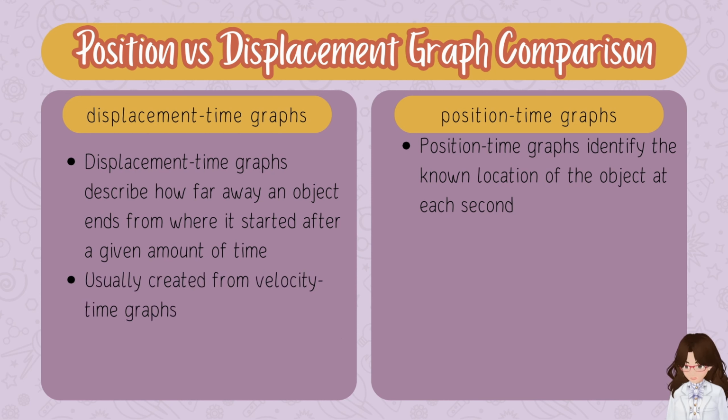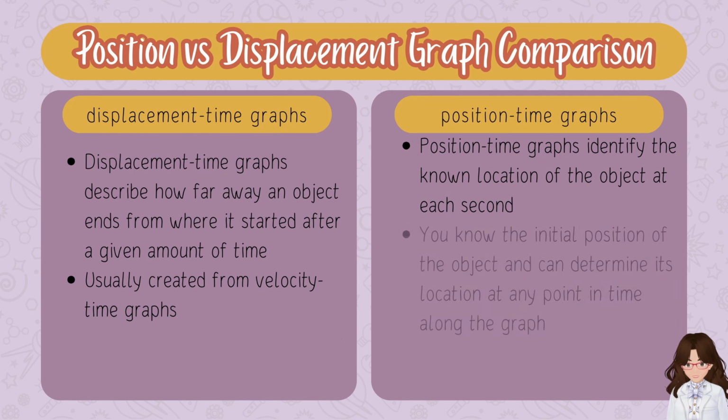The thing about displacement time graphs is they're usually created from velocity time graphs. It's the one time that we tend to use it because as physicists, we want to give ourselves the most data that we could possibly access. And the truth is that displacement time graphs have a limit to the amount of information that they provide us. In comparison, position time graphs give us so much knowledge. We know the initial position of the object, and we can determine its location at any point along the graph that is provided.